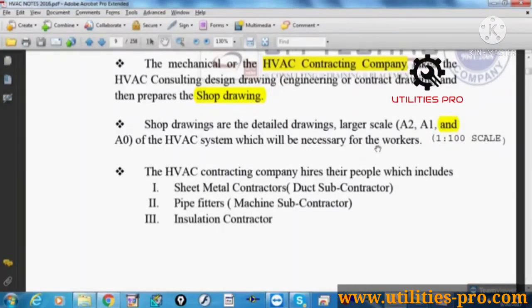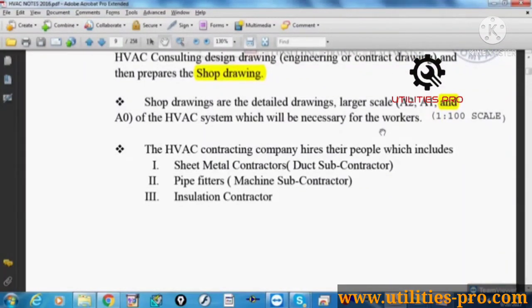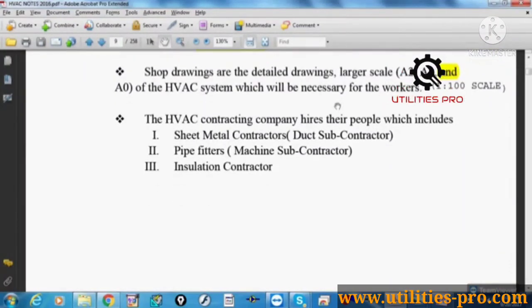Next, for the HVAC system which will be necessary for the workers. So step 1 is preparing the shop drawing. Step 2 is what? The HVAC contracting company has their people, which includes what? First, sheet metal contractor. Nothing but you'll find 3 types of subcontractor. I can say these are all subcontractors.